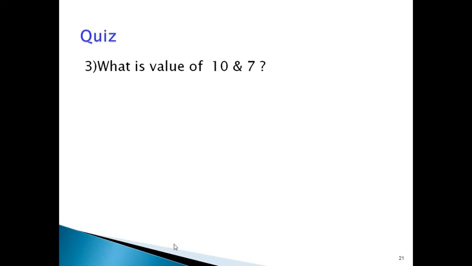The third question, what is the value of 10 and 7? 10 and 7. First, it is converted into the binary number and performs the bit level AND operation. The value is 2.